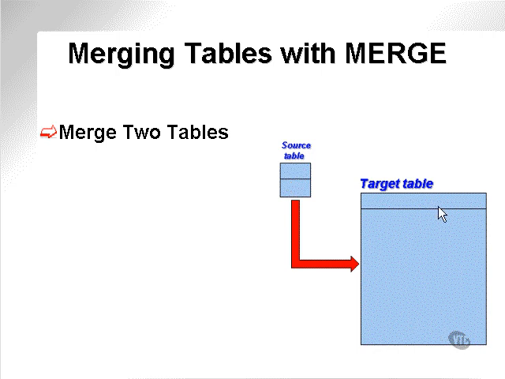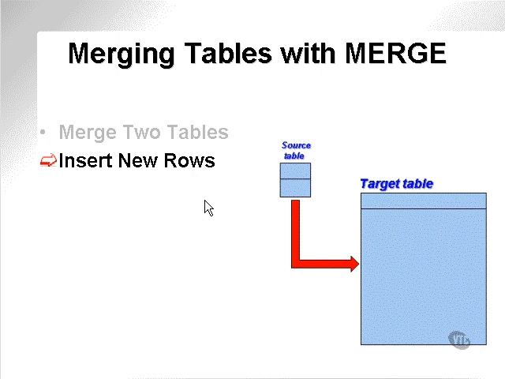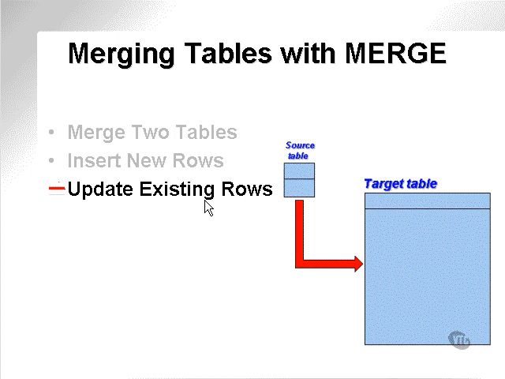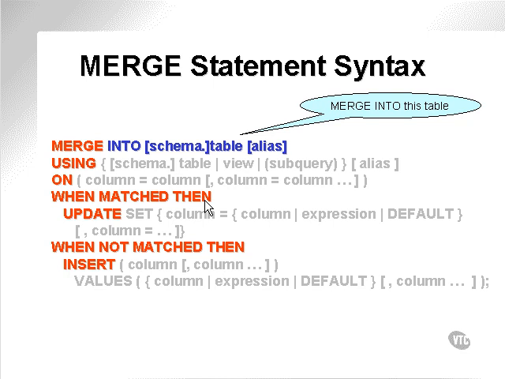the rows could update rows in the target table, and some of the rows could actually be inserted as new rows into the target table. So, merge is used to insert new rows and update existing rows between a source and a target table. Here's the syntax of the merge statement.